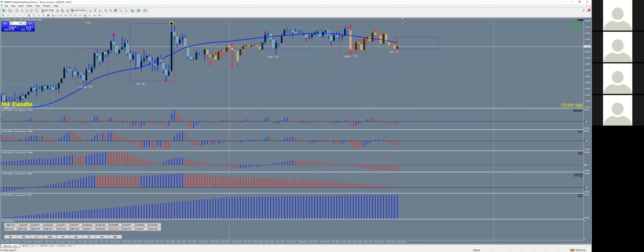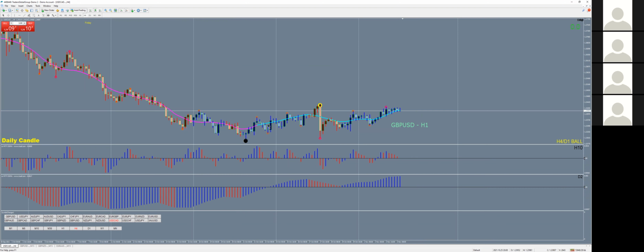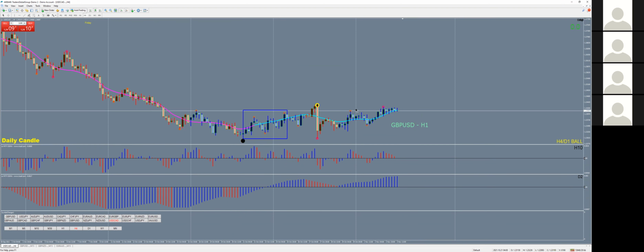USD CAD, look at the 4 hour. It's been in a nasty sideways market. All right, we're at the top of the range. We do have a 2 ball, so this could be retracing down. H10 is already bearish.